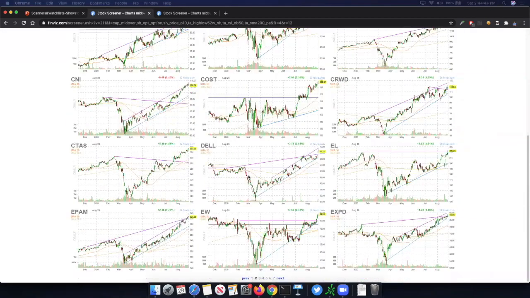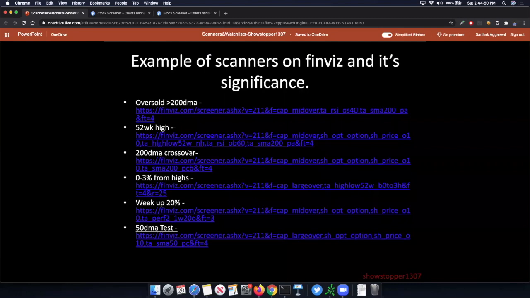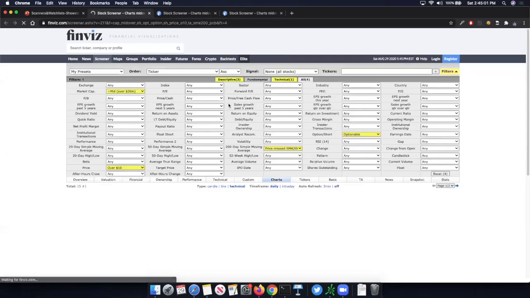Now, okay, this was one. Let's discuss. So this is 52-week high. I'll just go over one. Okay, let me show everything and discuss just one. So this one is 200-day moving average crossover.